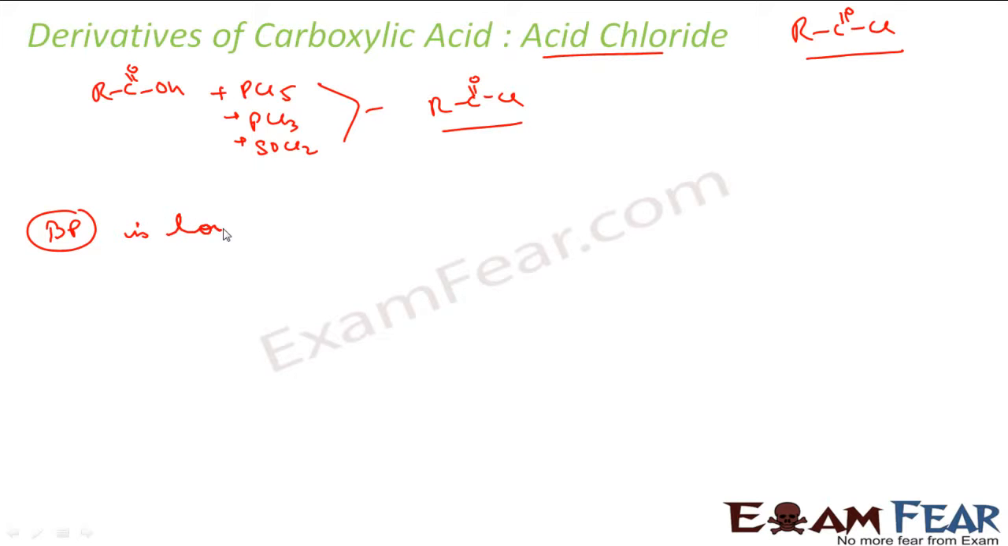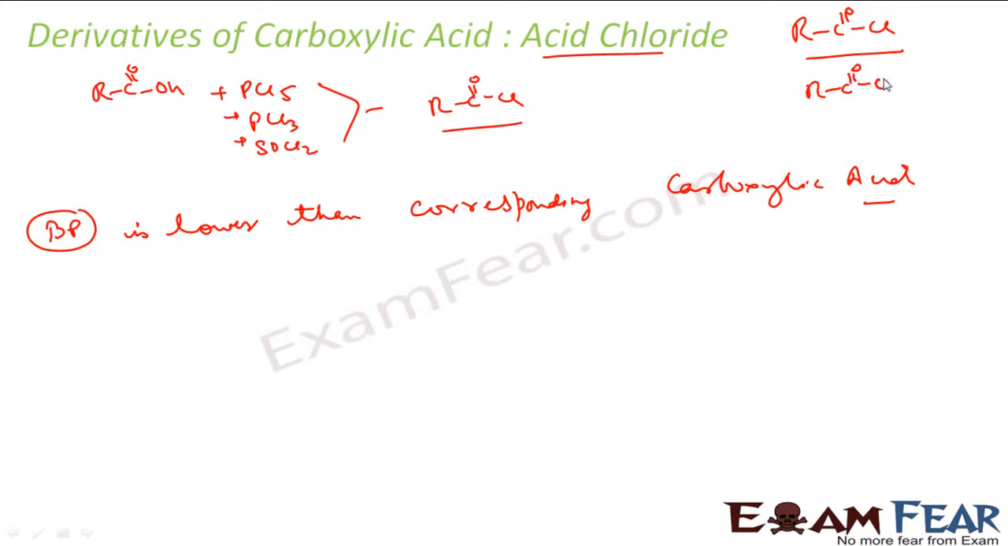It's lower than the corresponding carboxylic acid. Any guess why? It is because of hydrogen bonding. See, the acid has more hydrogen bonding. Hydrogen bonding is not there in acid chlorides, so the boiling point is lower for the acid chlorides.